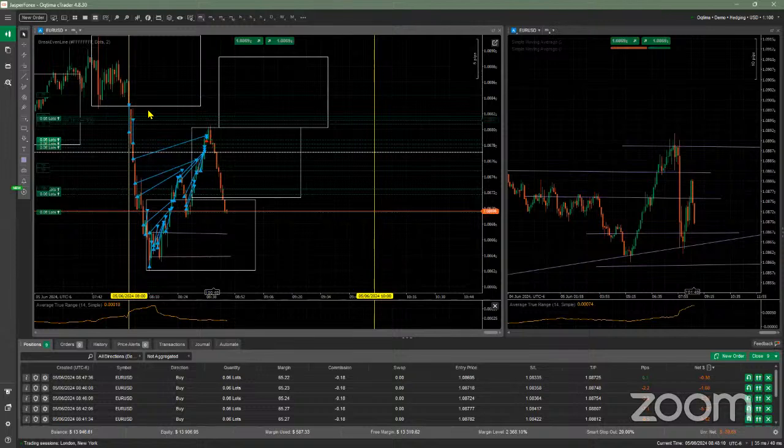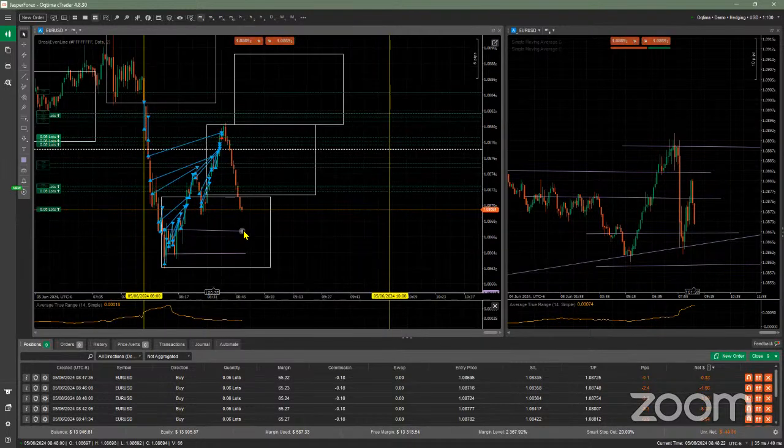The same thing we did on the first drop, the first leg down. We built a position on the way down and it paid us on the way up. We're building another position on the way down, testing support along the way.